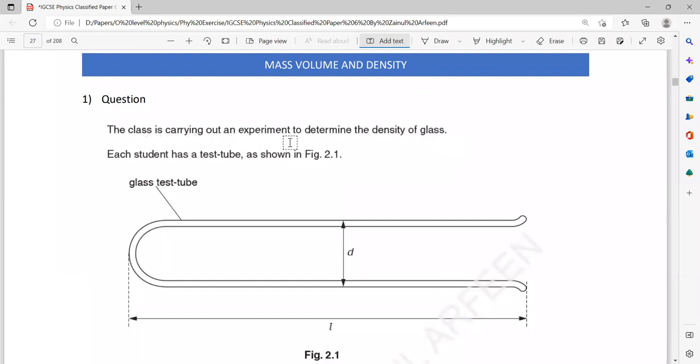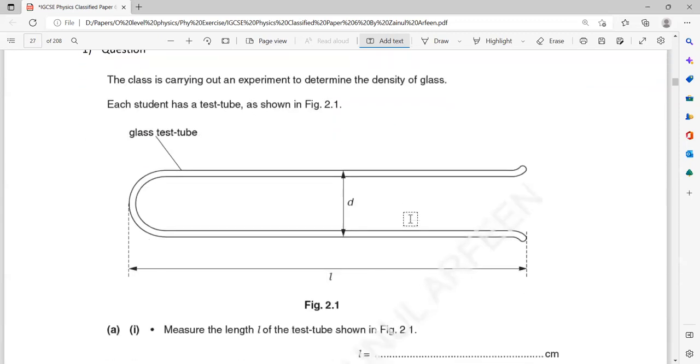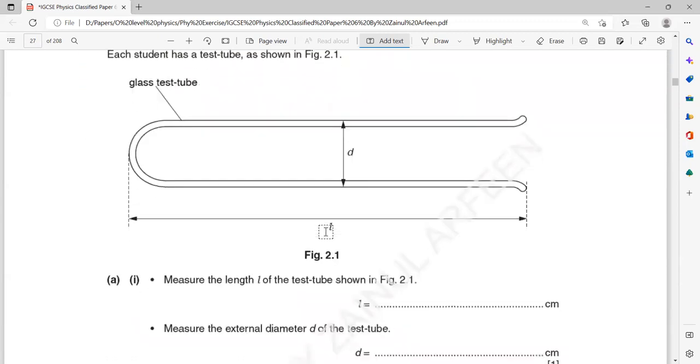The class is carrying out an experiment to determine the density of a glass. Each student has a test tube as shown in figure 2.1. You have to measure the length. Use your ruler or the scale, measure the length and tell what is the answer. And measure the thickness of this, the external diameter. Use your ruler or the scale and measure the length first.